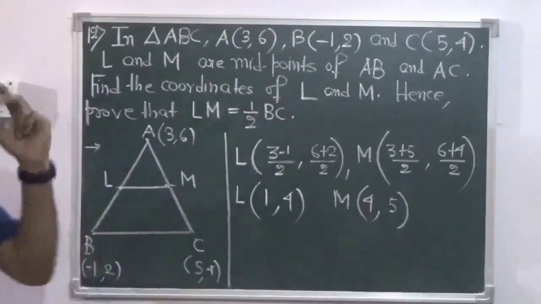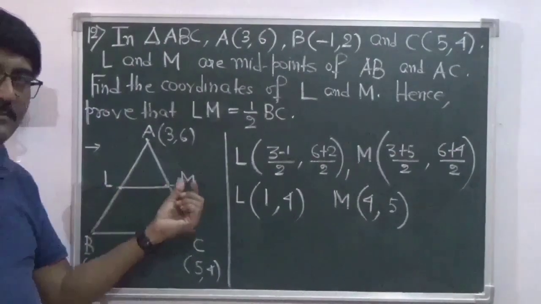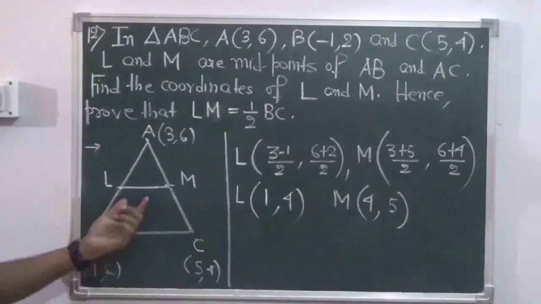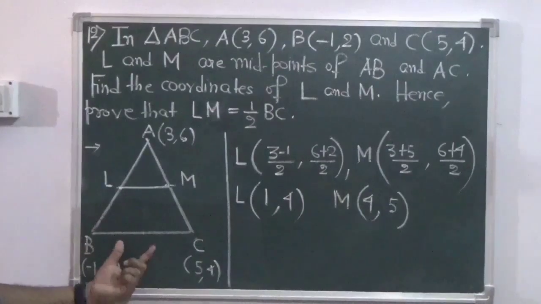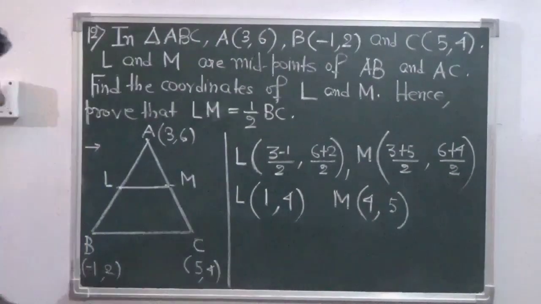Now, since we have found the coordinates of L and M, the midpoints of the sides AB and AC, we will proceed to find the length of LM by the distance formula, and then we will find the length of BC using the distance formula. And then let us see what we are getting.